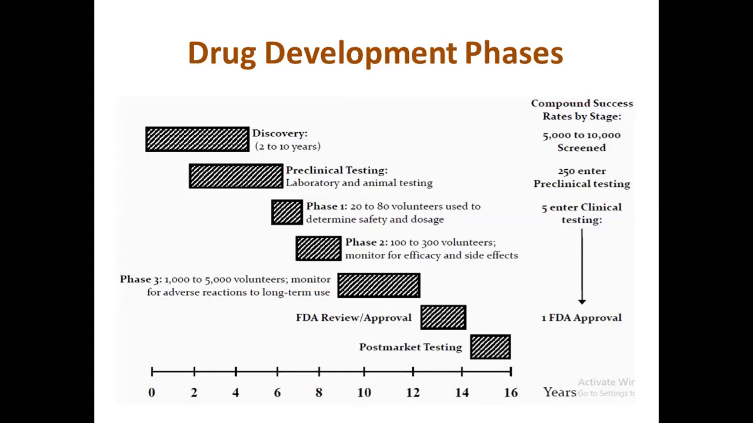For phase 1 clinical trial, generally around 20 to 80 volunteers are enrolled to determine safety and dosage. Then comes the phase 2 clinical trial, which includes 100 to 300 volunteers, mainly to monitor efficacy and side effects. And finally, the phase 3 clinical trial, which has a huge number of volunteers, 1,000 to 5,000, mainly for understanding the efficacy and also to know about the safety.